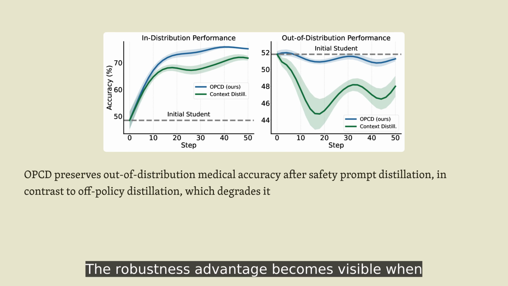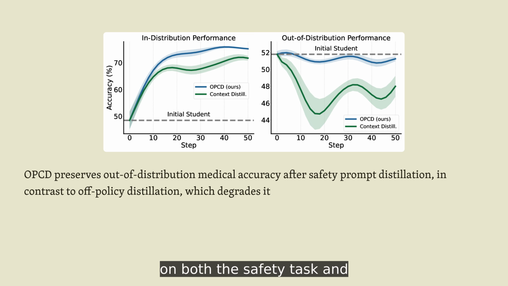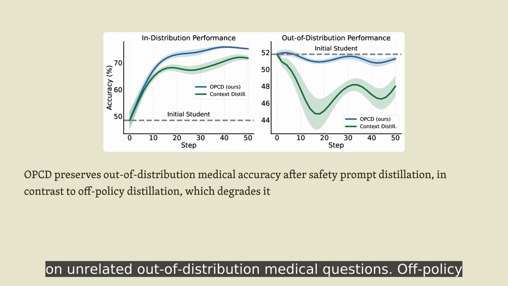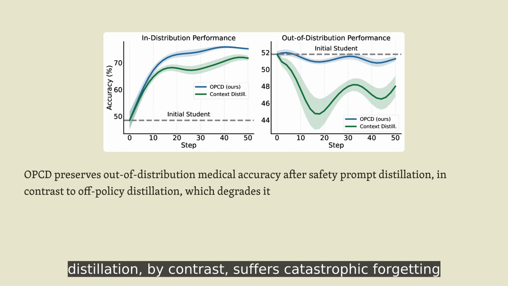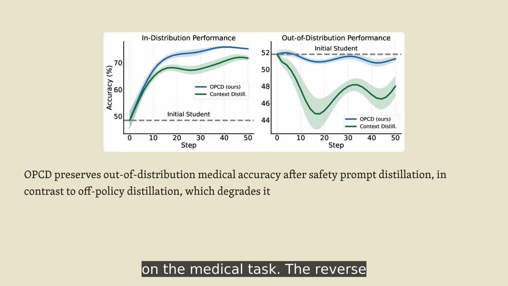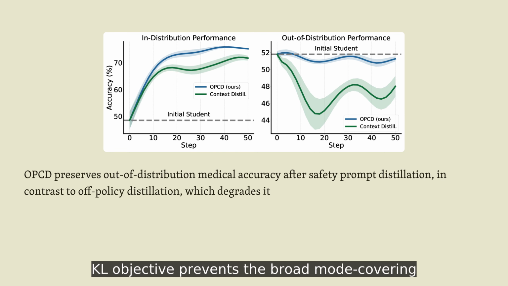The robustness advantage becomes visible when distilling system prompts for specialized tasks like safety classification. After distilling a safety prompt, OPCD maintains strong performance on both the safety task and on unrelated out-of-distribution medical questions. Off-policy distillation, by contrast, suffers catastrophic forgetting on the medical task. The reverse KL objective prevents the broad mode covering that overwrites previously learned knowledge.